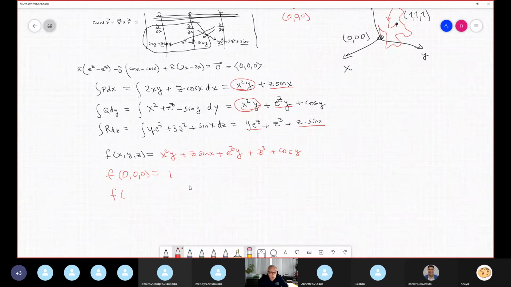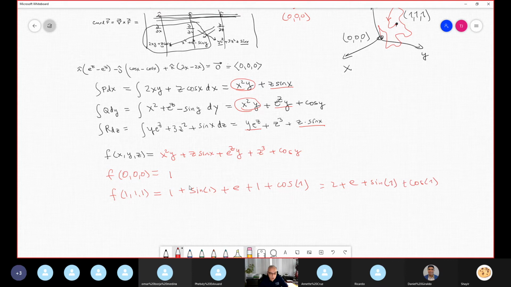And you evaluate in 1, 1, 1. Well, this is 1 plus 1 times sine 1 radian, I suppose, plus exponential 1 is e, plus 1 cubed is 1, plus cosine 1, something like that. So it is like 2 plus e plus sine 1 plus cosine 1, no? So what is my final answer?